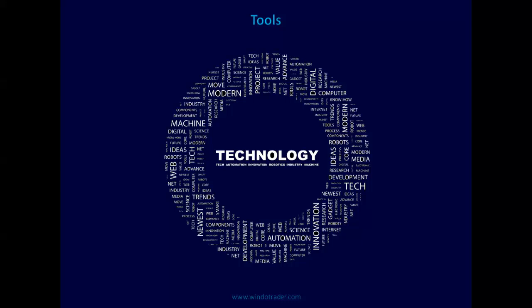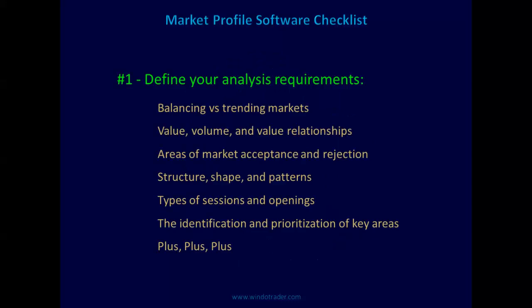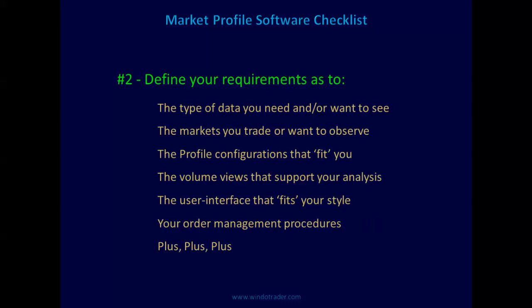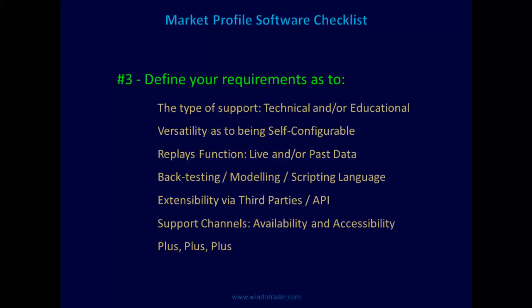Next, understand the 3 key objectives of the checklist. First, to help you define your analysis requirements, which basically means what do you need displayed on the screen in order to identify, evaluate, and make your best trading decision. Second, define your requirements as to the way you want the information displayed, the functionality to work, and how you want the software to fit you and your trading style. And third, define your requirements as to the type of support and support channels that work best for you, as well as any expanded functionality that you deem important.